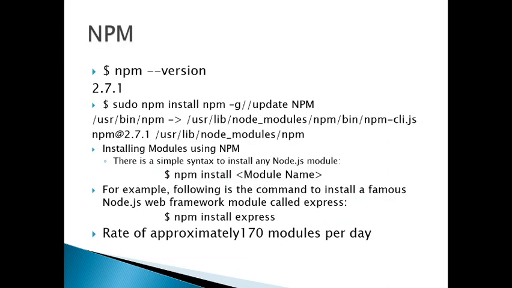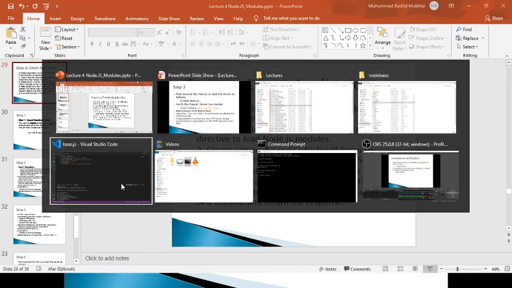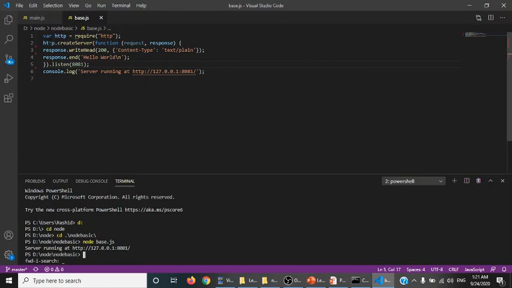Let's do it. I have already written this code, the same code which I have written there. You can see here: http, require http, createServer function request response, response.writeHead. We are sending 200 and content type text/plain, response.end hello world, listen. We are listening on port 8081.